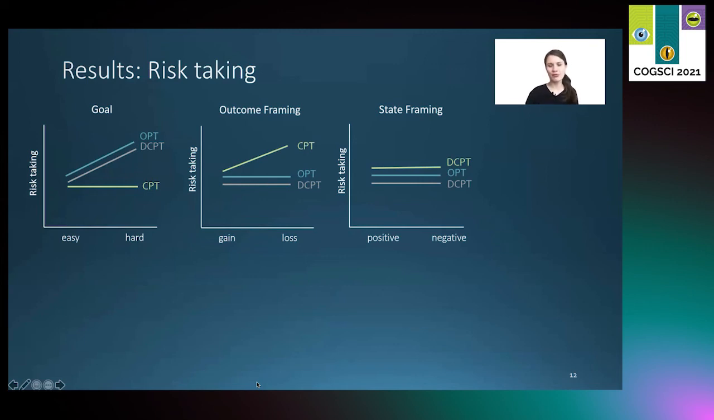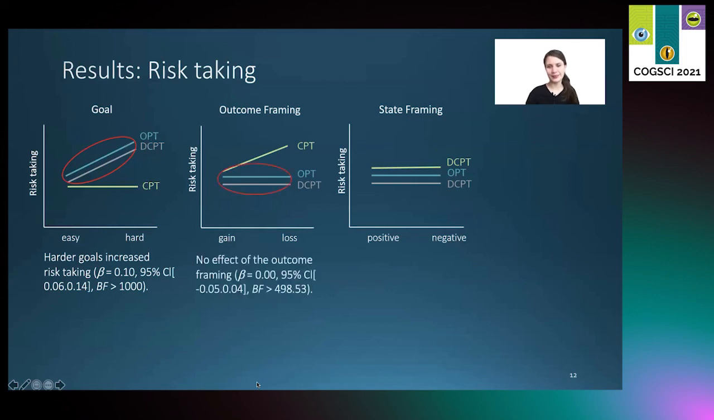And for the goal, we found more risk-taking with harder goals. For the outcome framing, we found no effect of the outcome domain on risk-taking. And for the state framing, we found no effect of the state domain on risk-taking. In sum, we found no framing effects in risky choices with goals. Importantly, these are aggregated results, and these results do not discriminate between the optimal model and the dynamic prospect theory. And therefore, we also conducted cognitive modeling.